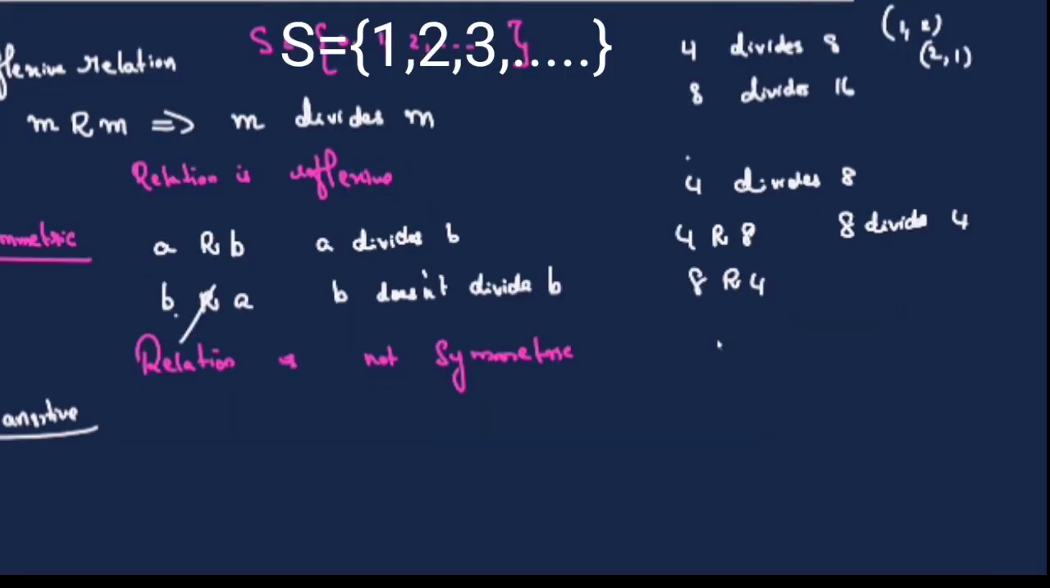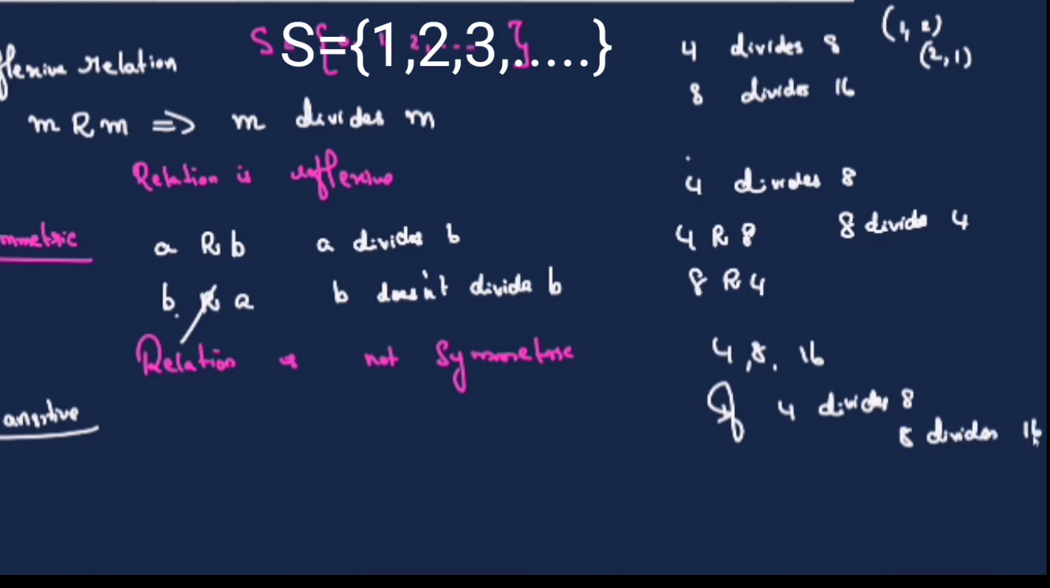Take three numbers, 4, 8 and 16. 4 divides 8. Starting from 8, 8 divides 16. Can you say 4 divides 16? Yes, the smaller number is 4. Yes, it is possible for any positive numbers you take.